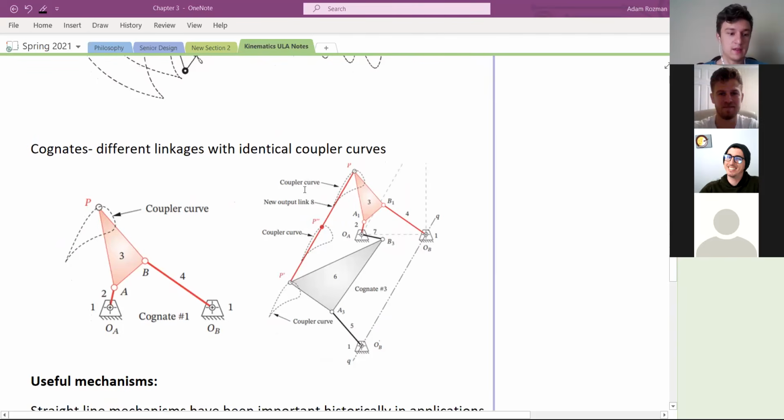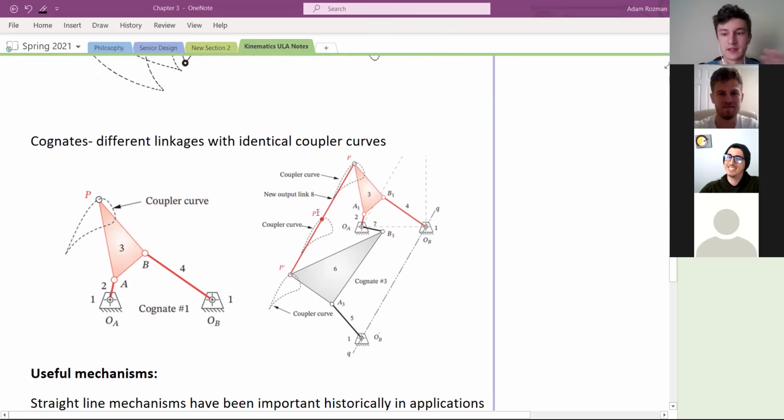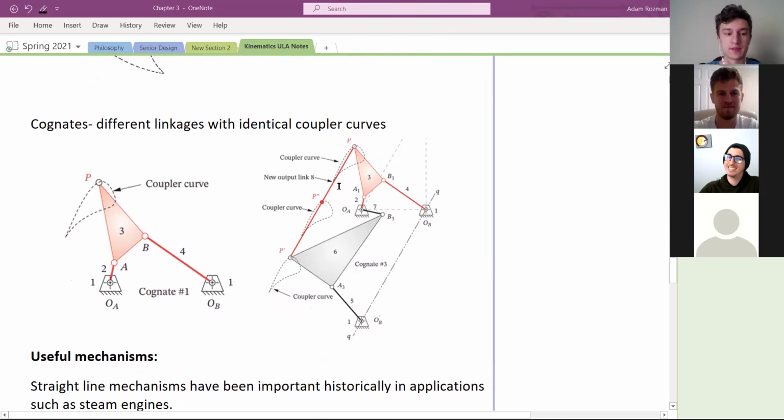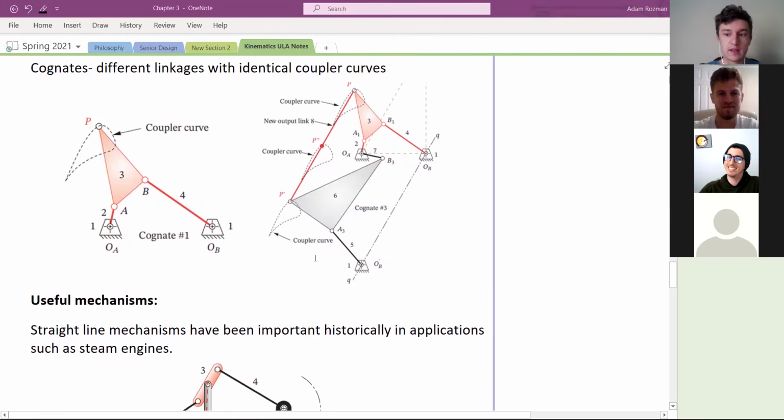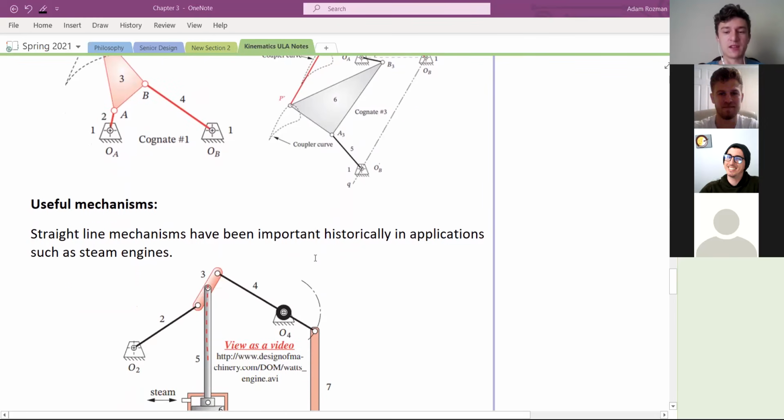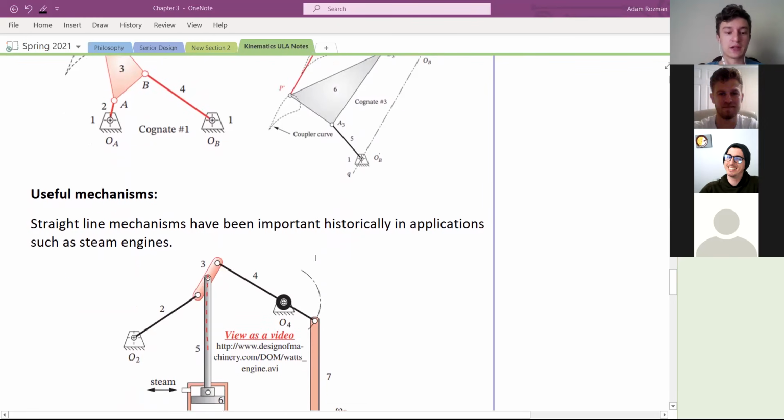Cognates is again just kind of a conceptual thing. I don't think you'll ever really be, well, at least on this exam. I'm not sure about the drawing exam. I really don't know anything about this exam yet. Cognates are just different ways of making mechanisms or linkages with the same coupler curve. Just kind of an interesting concept to look at, I guess. So a lot of chapter 3 is either drawing or conceptual.